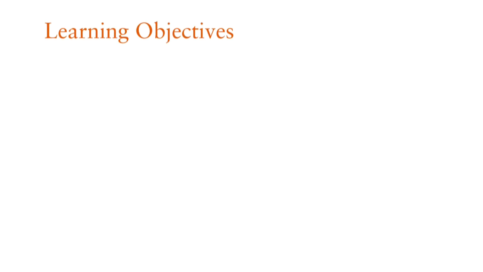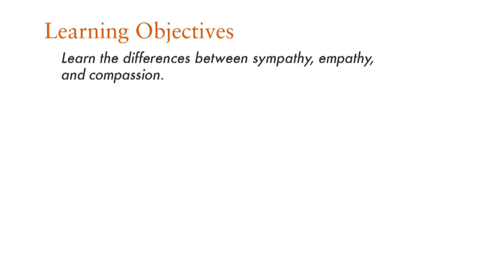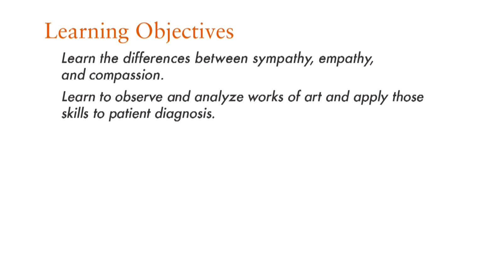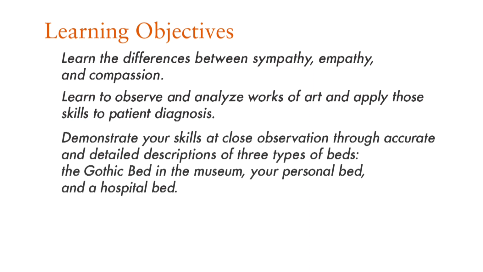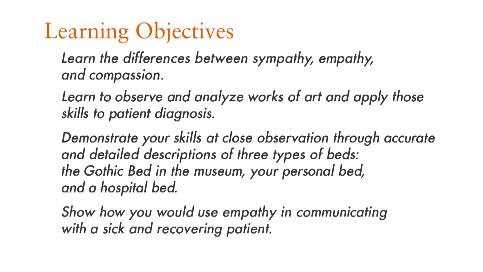Learning objectives. Learn the differences between sympathy, empathy, and compassion. Learn to observe and analyze works of art and apply those skills to patient diagnoses. Demonstrate your skills at close observation through accurate and detailed descriptions of 3 types of beds: a Gothic bed in the museum, your personal bed, and a hospital bed. Show how you would use empathy in communicating with a sick and recovering patient.